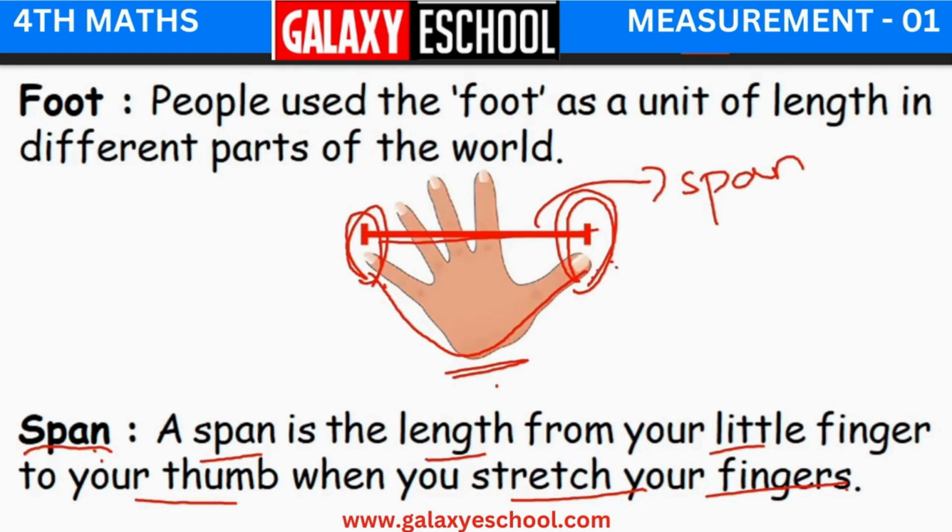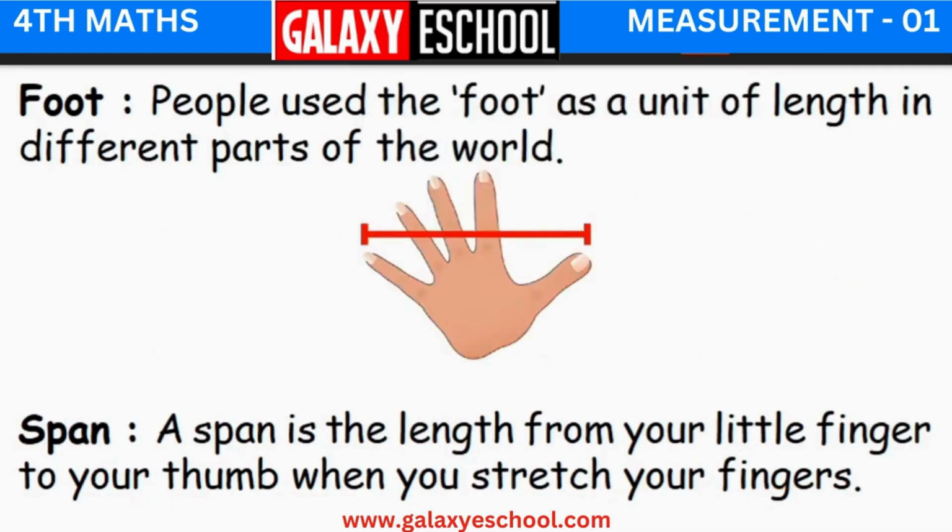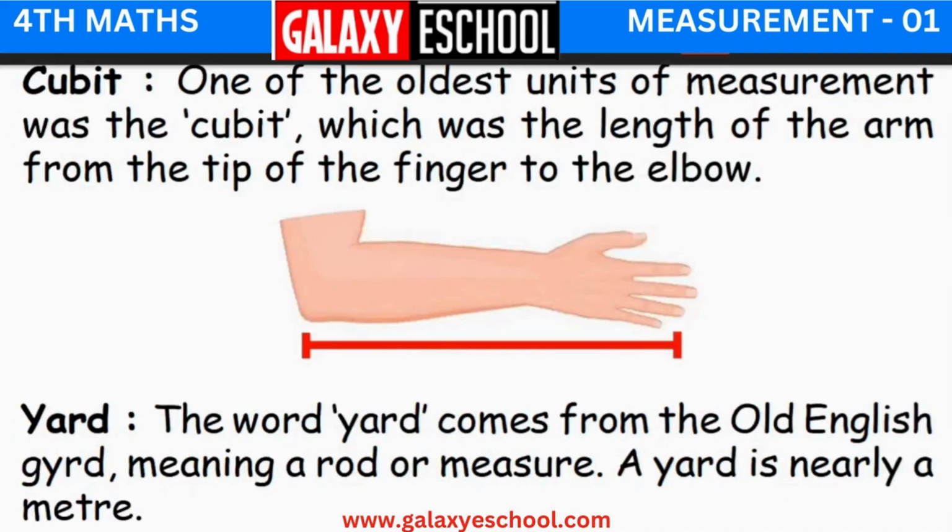See, nowadays what do we use for measuring? We use scales. Yes, on scales we have the markings of different centimeters. Or else we use tapes. Yes children, we use tapes to measure longer distances. Now in the ancient times, in the olden days, when these scales and tapes were not yet introduced, people used these as units of measurement. Say foot or else span, and then next is cubit.